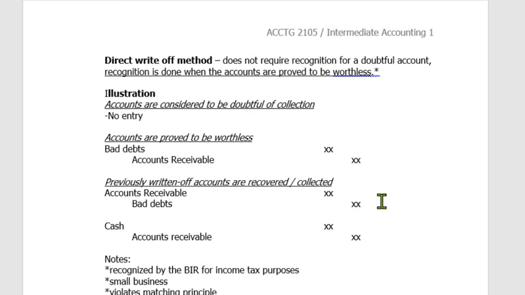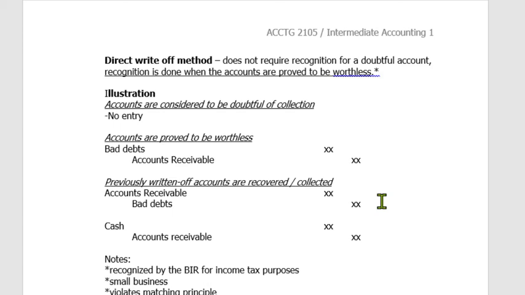It is worthy to note that the direct write-off method has been recognized by the Bureau of Internal Revenue for income tax purposes. Bakit? Because since it is an expense, itong bad debts expense na ito will be a deduction for income tax purposes. So ang gusto ni BIR to be able to reach a higher collection, i-recognize mo lang as an expense for income tax purposes kung yan talaga ay written off na in your books. Pero kapag yan ay doubtful pa lang, hindi mo pa yan dapat i-recognize for income tax purposes. So, yun lang ang sinasabi dyan.